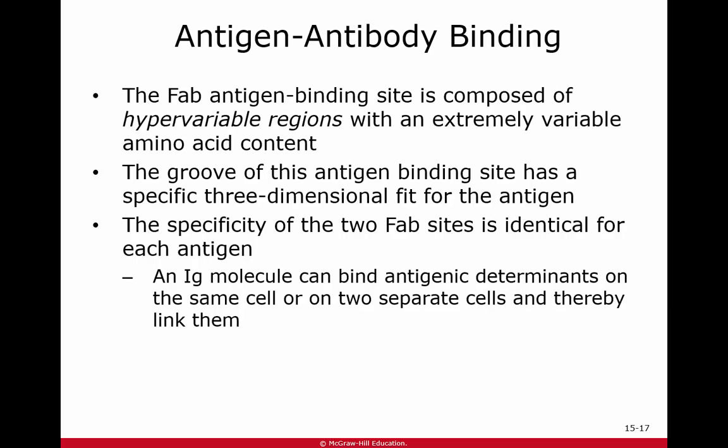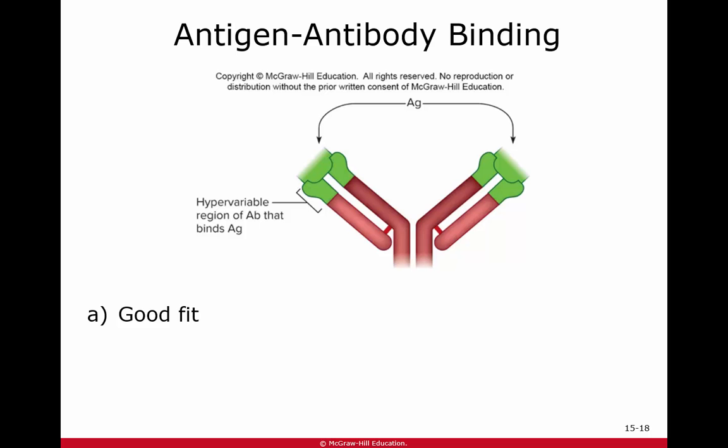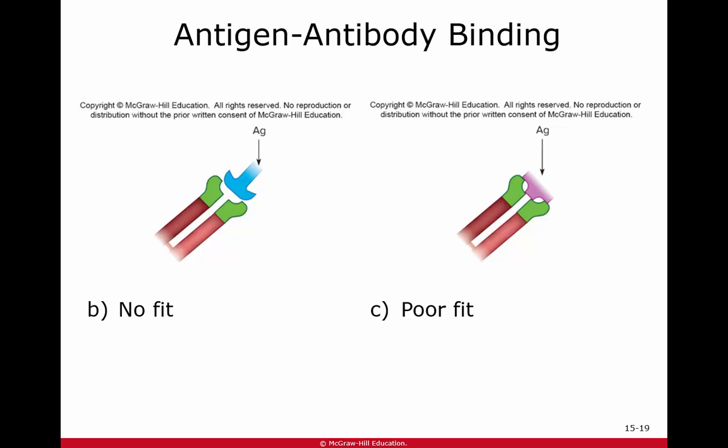The Fab antigen binding site, as I said, can rotate around. It's hypervariable, and it's got a variable amino acid content. And that groove where the antigen binds is a three-dimensional fit, so it has to fit directly for it to be linked. You can see here, this is a good fit. This on the left doesn't fit at all, and on the right it fits but not well, so it's a poor fit.